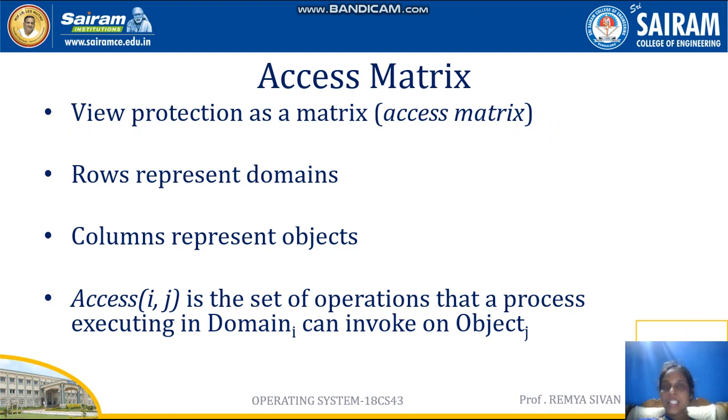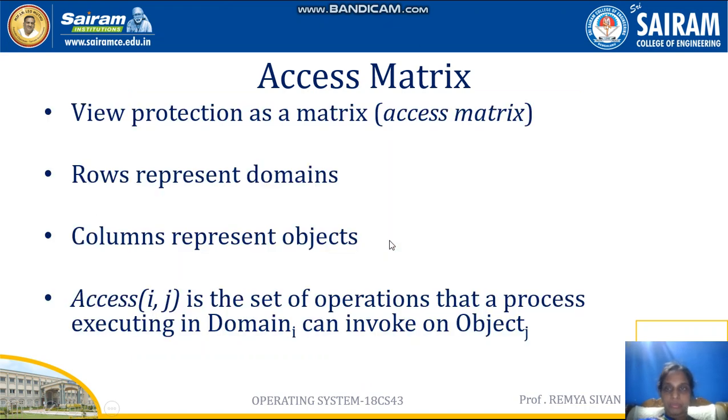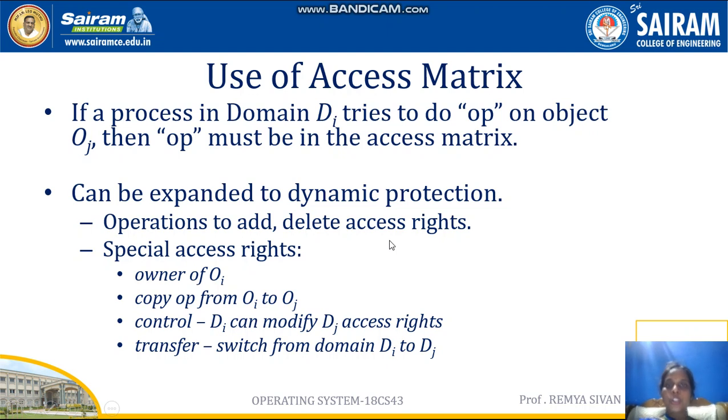And the next topic is the access matrix. The access matrix is how we view protection as a matrix. Each row represents a domain, each column represents an object. Here is an example. Domain D1 can read object F1, domain D3 can execute object F3, domain D2 can print on the printer, domain D4 can read and write object F1. That is the access matrix, how we view protection as a matrix.